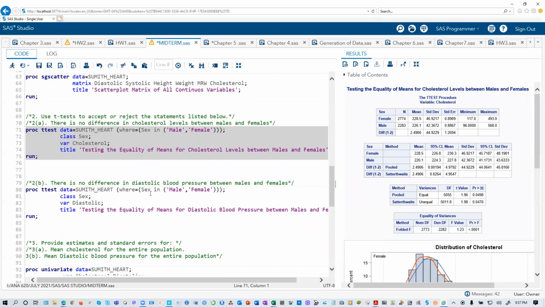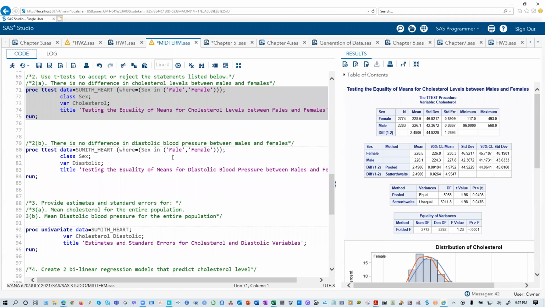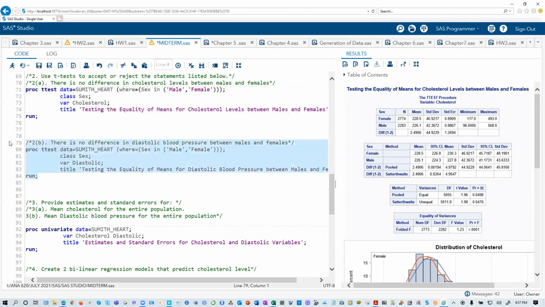So in a similar fashion, you can go to the diastolic blood pressure. There's no difference in diastolic blood pressure between the male and female. So that one too. Then you can do the next part.